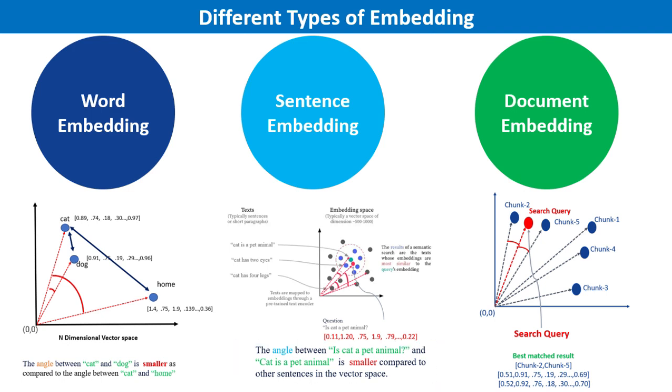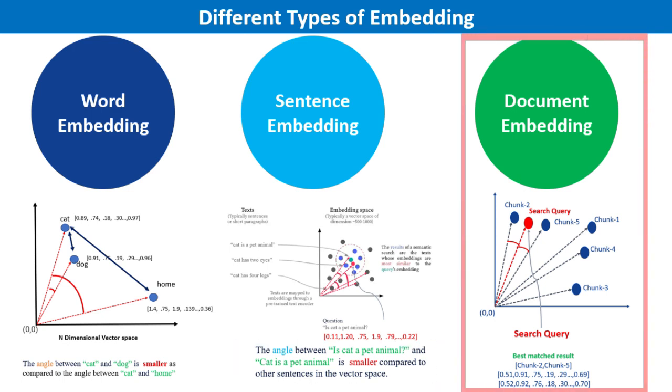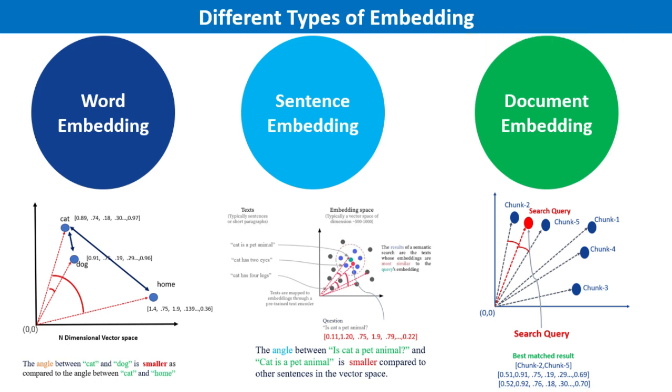And then the document embedding. Document embeddings represent entire documents as vectors. These vectors are typically created by averaging the sentence embeddings of the sentences in the document, and they can be used to capture the meaning of the documents and their relationships to other documents.